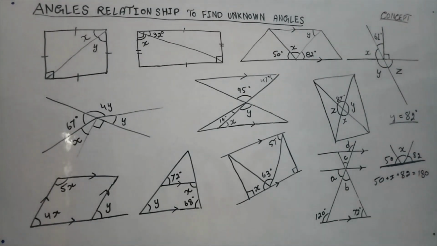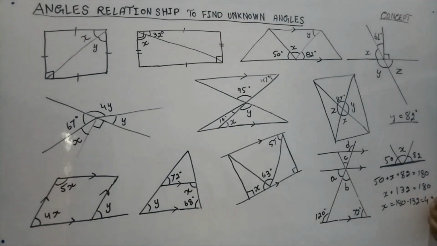So here we can find out the value. First of all, we will add these two. If I add 50 and 82, I will get 132, and here 180 as it is. Now if I subtract 132 on both sides, here we are left with x, and here we have 180 minus 132, which will give me 48.